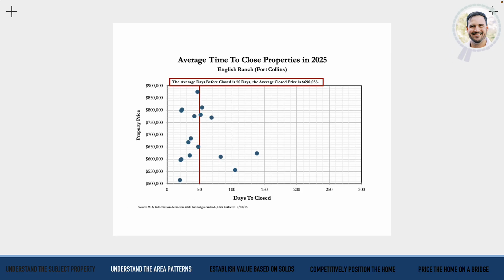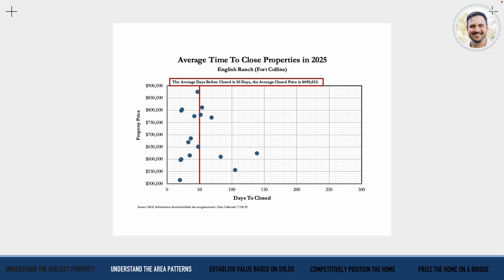Now, the next graph we look at is the average time to close, which really gives us a couple good key answers. The first answer we can look at is the average days before closed in this neighborhood, which is 50 days. Now, assuming a contract length of about 45 days, that means offers are coming in pretty quick if you're priced correctly.